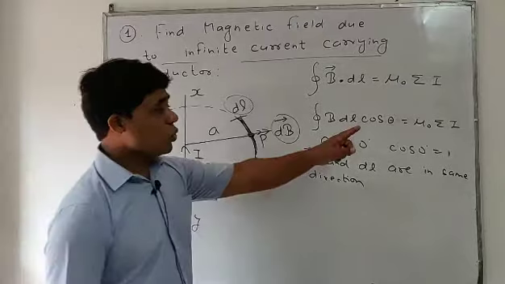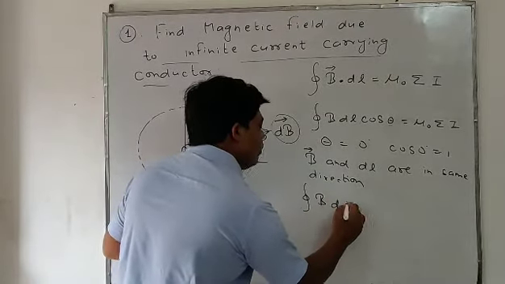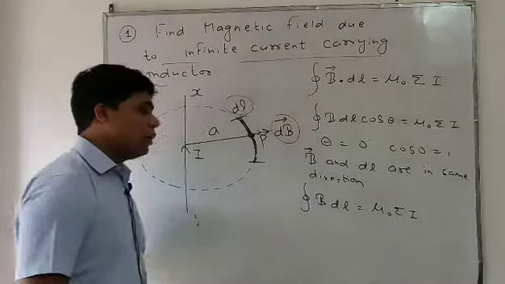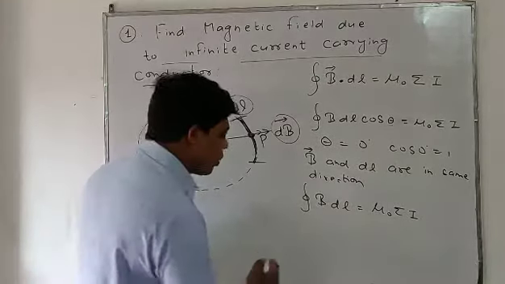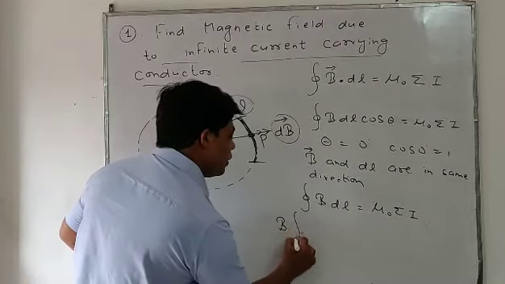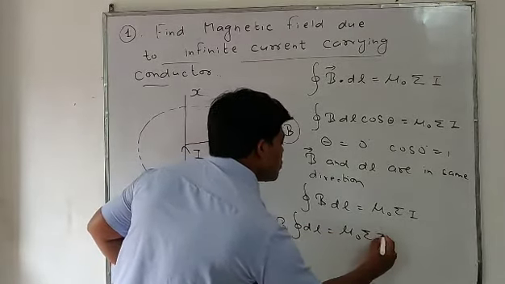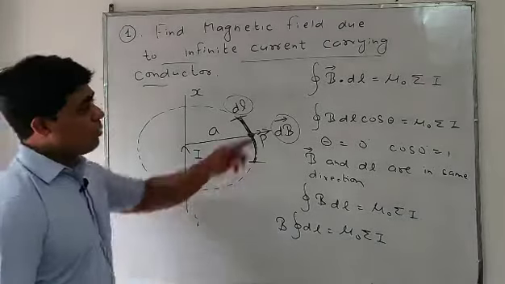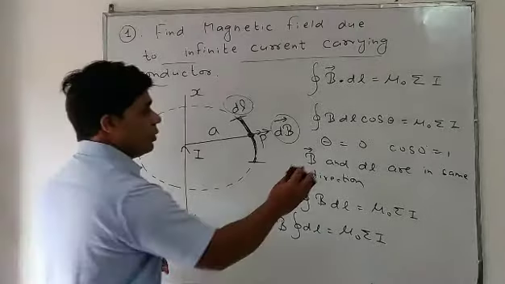Okay, so cos 0 is 1, so only BDL mu naught sigma I remains. Now students, B comes outside the integration because the magnetic field is a constant quantity. It comes outside, and we have integration dl and mu naught sigma I. Look students, you can take a screenshot of this portion because I am removing the upper portion. Okay, now see.